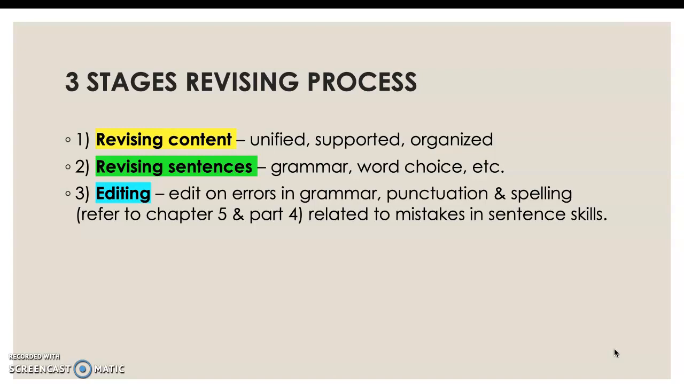After you have looked at the content and the sentences, the final step is to do the editing. You edit again. This time you edit the errors in grammar, punctuation, and spelling, which are mistakes in sentence skills. Once this is completed, then you would have completed your written work, and you can actually submit it.